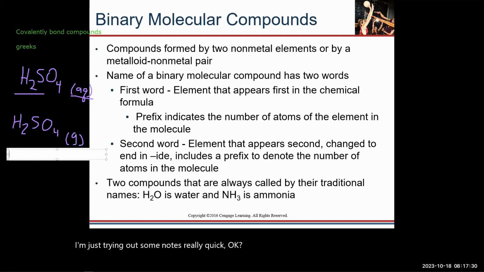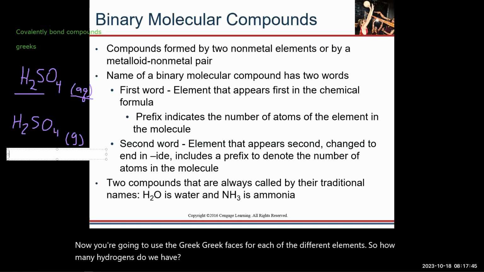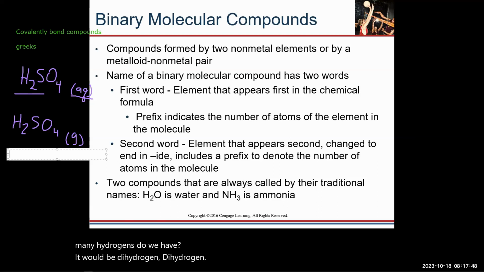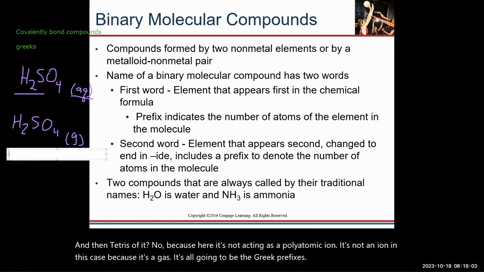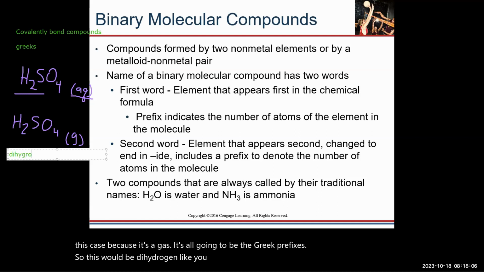Would it be hydrogen tetrasulfate? Nope. Now you're going to use the Greek prefixes for each of the different elements. So how many hydrogens do we have? It would be dihydrogen, and then tetrasulfate. No, because here it's not acting as a polyatomic ion. It's not an ion in this case. Because it's a gas, it's all going to be the Greek prefixes. So this would be dihydrogen, like you said, and then sulfur tetraoxide. That's right.